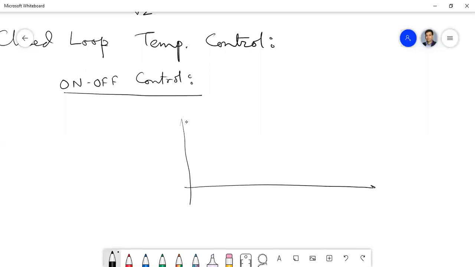suppose I want to control the temperature. Okay. So this is the temperature. Now suppose I have a set temperature. That is, I want this temperature. So this is the reference temperature. I want the temperature to be TR. Okay. And suppose the process is like this. This is the process. And this is the output.